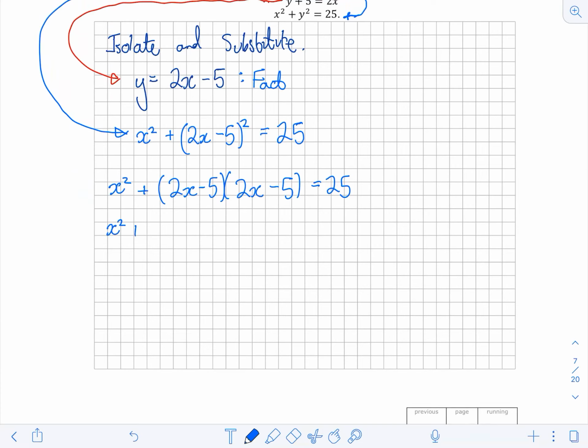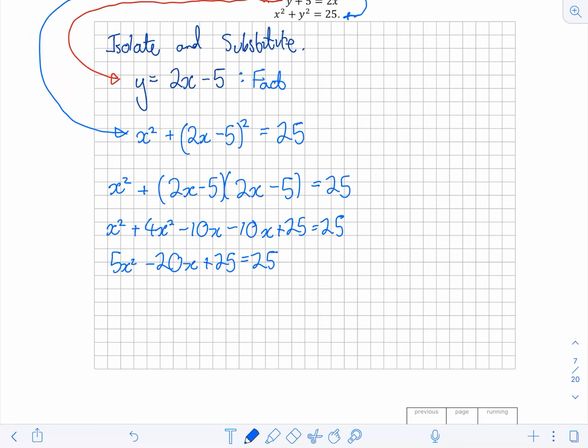So I can keep going here. So x squared plus 4x squared minus 10x minus 10x plus 25 equals 25. I now have 5x squared minus 20x plus 25 is equal to 25. What type of equation is that? So that is a quadratic equation. So to solve quadratic equations, we have a problem that it needs to equal to what? What should be on the right hand side there? Yeah, so that should be a 0 really.